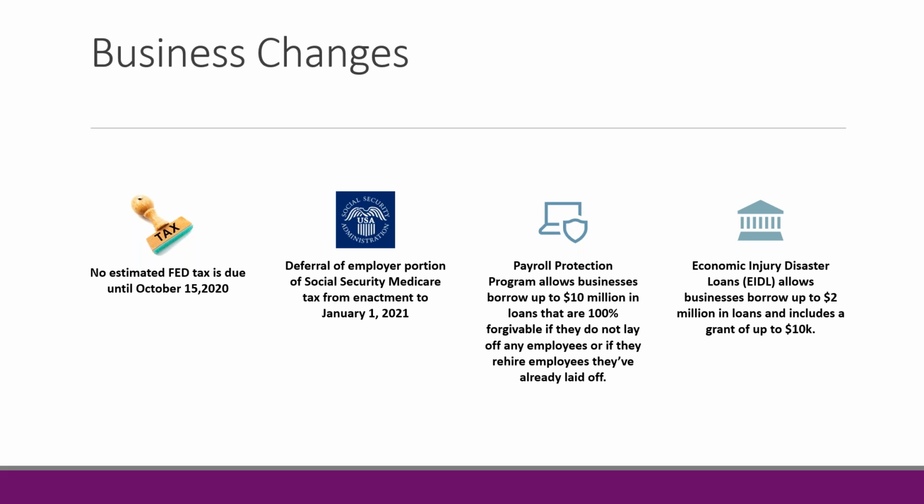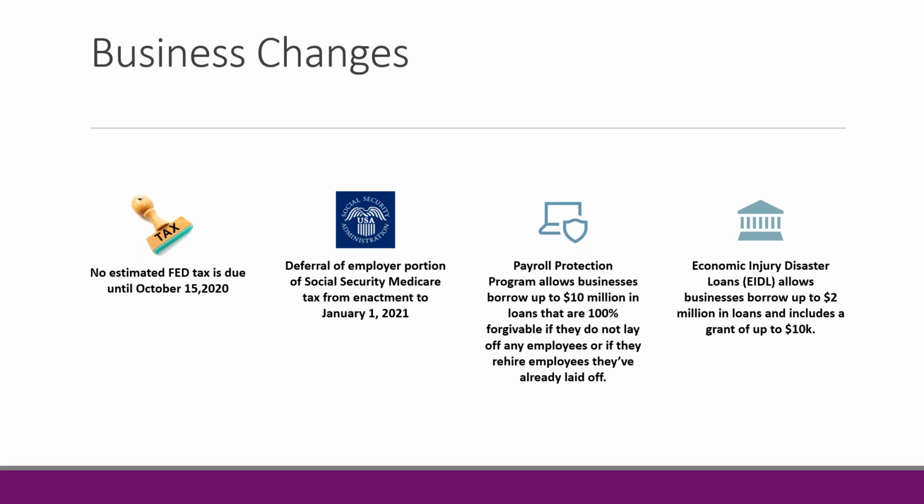The Payroll Protection Program allows businesses to borrow up to $10 million in loans that are 100% forgivable if you do not lay off any employees or if you rehire employees that you've already laid off. And what I will say about the Payroll Protection Program is businesses are starting to see those funds come in. Each state is allocated its own funding through this. We're still unsure of exactly what that looks like, but funds are limited.